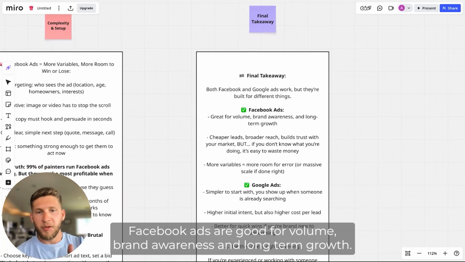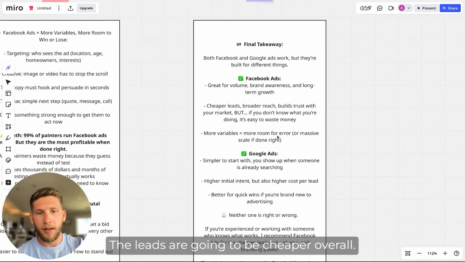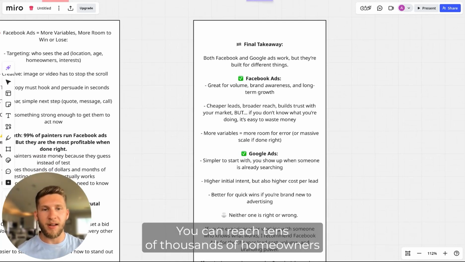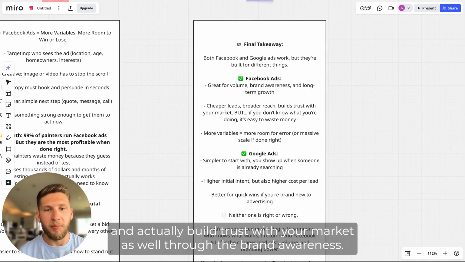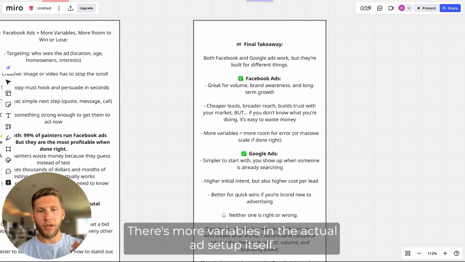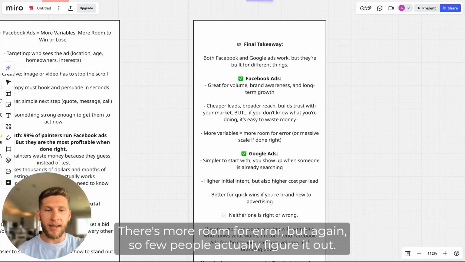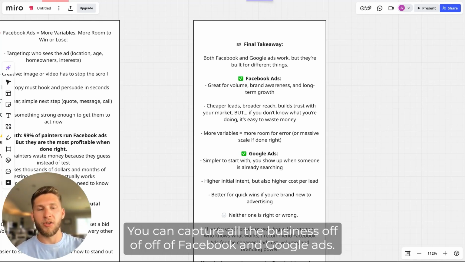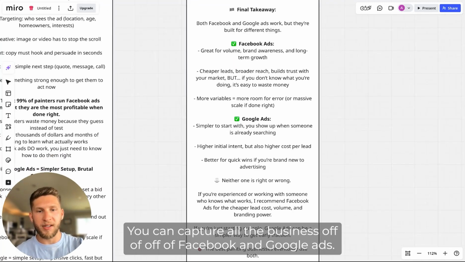So the final takeaway here is that both Facebook and Google ads will work, but they're built for different things. Facebook ads are good for volume, brand awareness, and long-term growth. The leads are going to be cheaper overall. There's a broader reach. You can reach tens of thousands of homeowners every single month and actually build trust with your market as well through the brand awareness. But if you don't know what you're doing, it is very easy to waste money. There's more variables in the actual ad setup itself, so there's more room for error. But again, so few people actually figure it out that once you figure it out, you have a formula that works much better than everyone else. You can capture all the business off of Facebook.